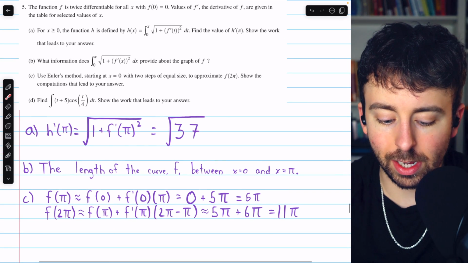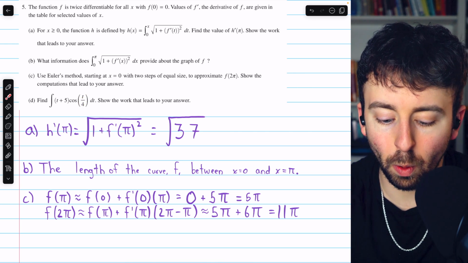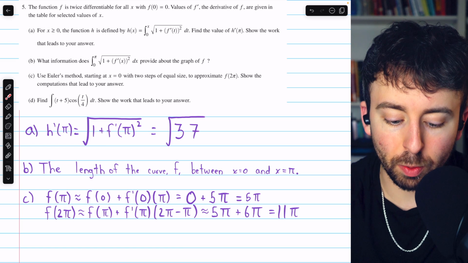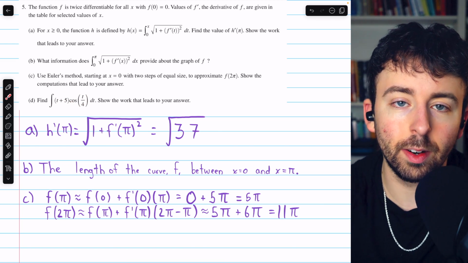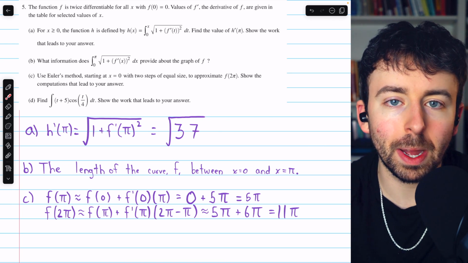All right, on to part D. Find the integral of (t plus 5) times cosine of t over 4 and show the work that leads to our answer. Here we have an algebraic function, t plus 5, times a transcendental function, cosine of t over 4, and that means it's a prime candidate for integration by parts.